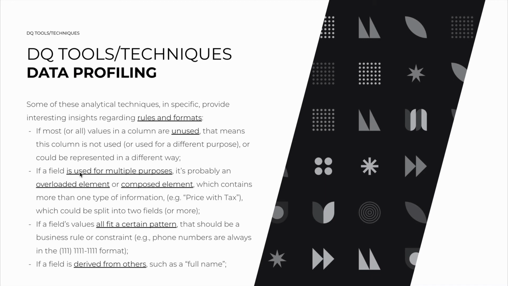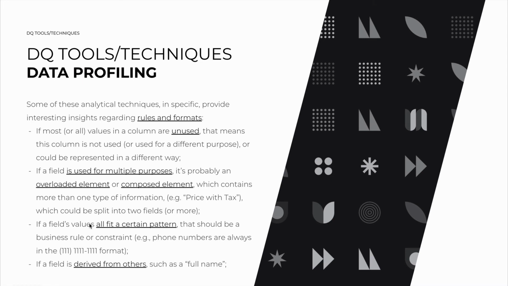Or for example, if a field is used for multiple purposes, it's probably an overloaded element or a composed element. That is, it contains more than one type of information in one field. For example, a field that's called price with tax, which could be split into two separate fields, one for the price and one for the tax. Some fields may have 2 or even more basic fields within them.